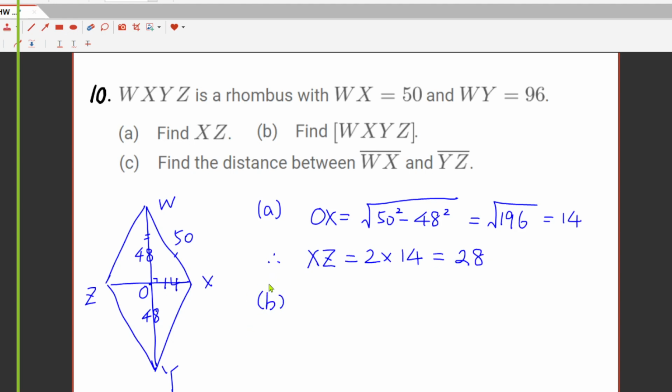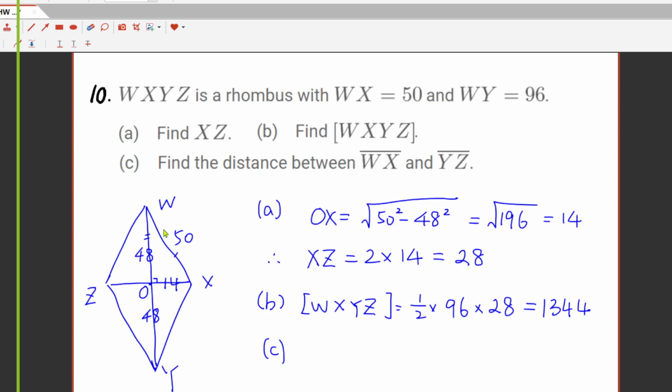Okay, B, the area of this rhombus WXYZ. Again, that's just 1/2 of the product of the two diagonals, 96 and 28, which is 1344. And third question, find the distance between WX and YZ.